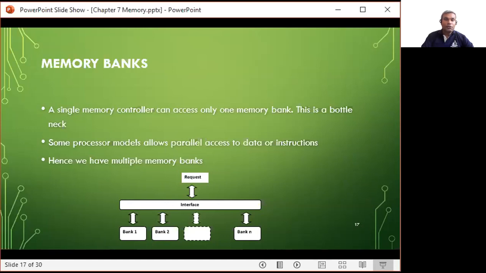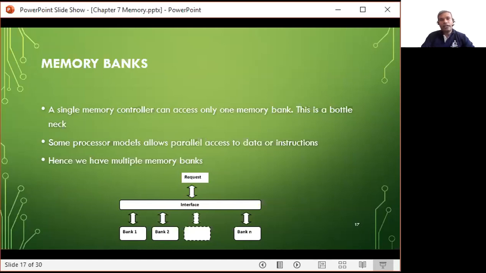But to do that, you need to access two memory locations at the same time. In other words, you will need to have two memory control units. In other words, you have to partition your memory into separate banks, so each of these banks can be accessed in parallel, independent of each other. So that is the idea of memory banks.